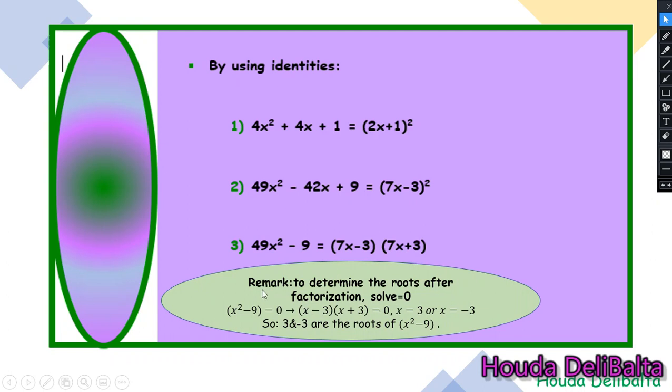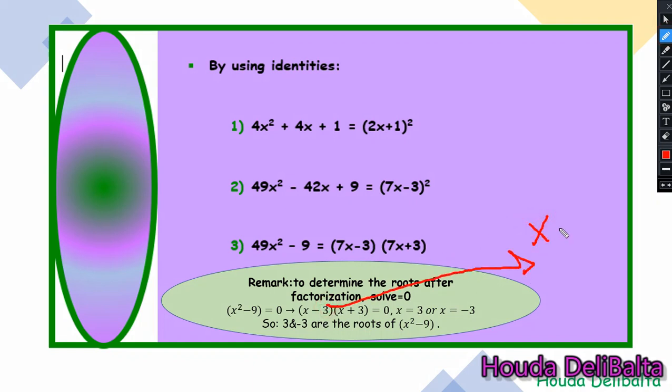This is a remark. To determine the roots after factorization, sometimes they ask us to factorize and then to find the roots. So all what we have to do is to solve that the factors are equal to 0. For example, here if you have x squared minus 9 equals to 0, we can't solve unless we factorize. So x minus 3 into x plus 3 equals 0. We solve each one alone as if solving x minus 3 equals to 0.